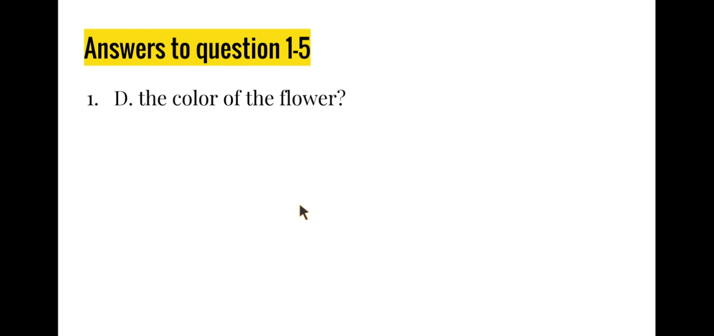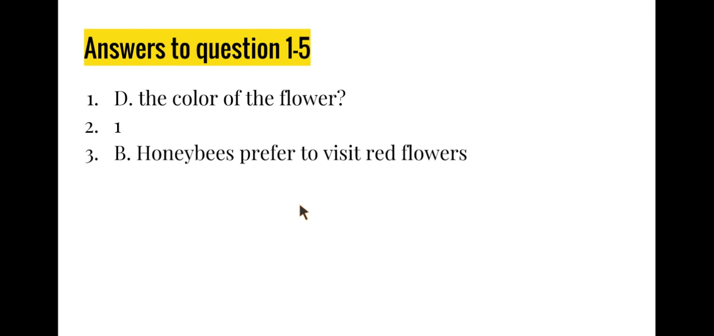Number 2, a credible, trustworthy experiment tests how many independent variables at a time? Think about independent variables. You are only allowed to change how many at a time? The correct answer is 1. That is D for 1. Number 3, which of the following hypotheses could be tested by this experiment? Now we take a look at this chart and we notice that all the flower colors are different. So looking at the 4 answers, the best answer was B. Honeybees prefer to visit the red flowers. That is the hypothesis we are going to be testing.